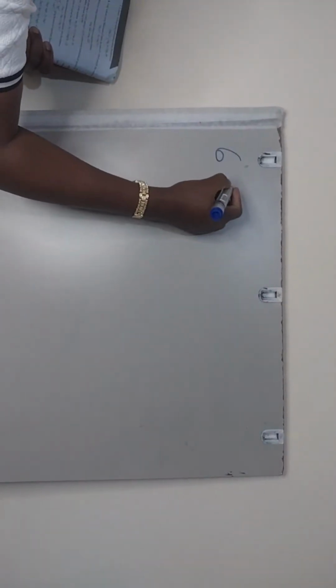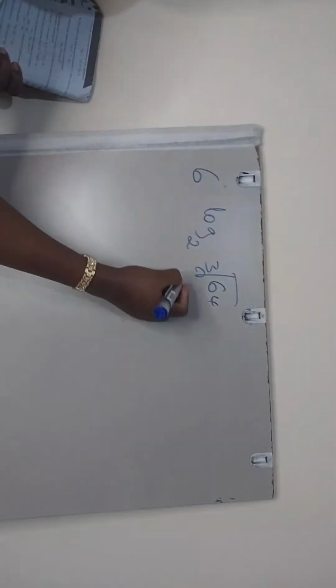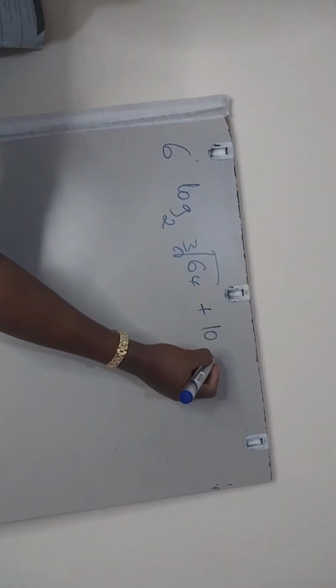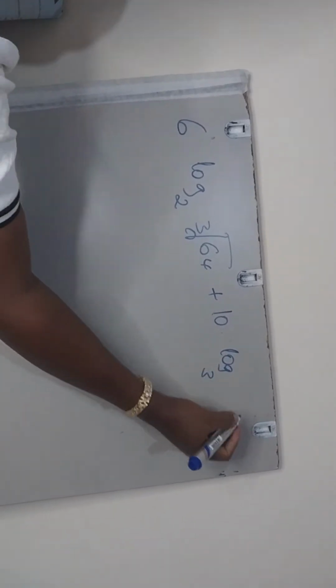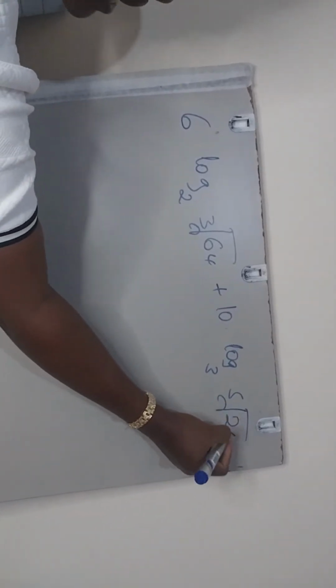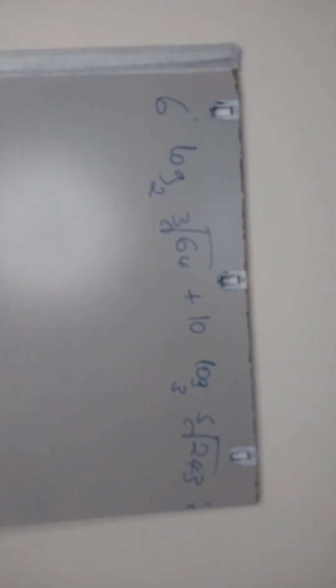The 2006 question says, without using mathematical tables or even calculators, evaluate 6 log to base 2 of the third root of 64 plus 10 log to base 3 of the fifth root of 243. Learner, as you can see, this question has no unknown sign. And again, the question has 2 bases. If I were you, I would choose to do the 2 parts separately.